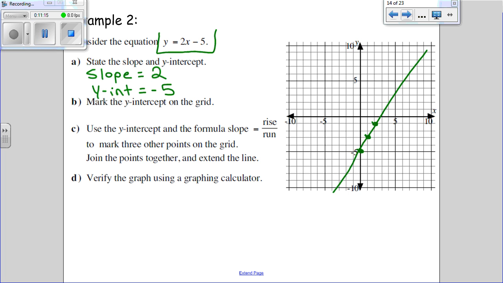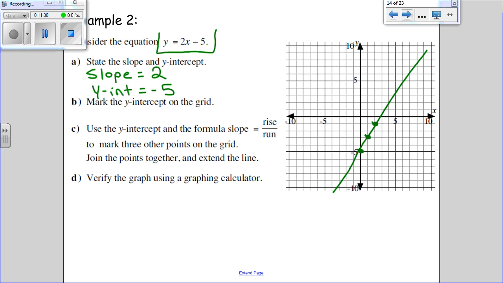We already marked the y-intercept in the grid. We already connected the dots. You could verify all of your graphs by putting them in your graphing calculator. So if you took this thing, you put it in your calculator, you set the same window I had, you would get the exact same thing.